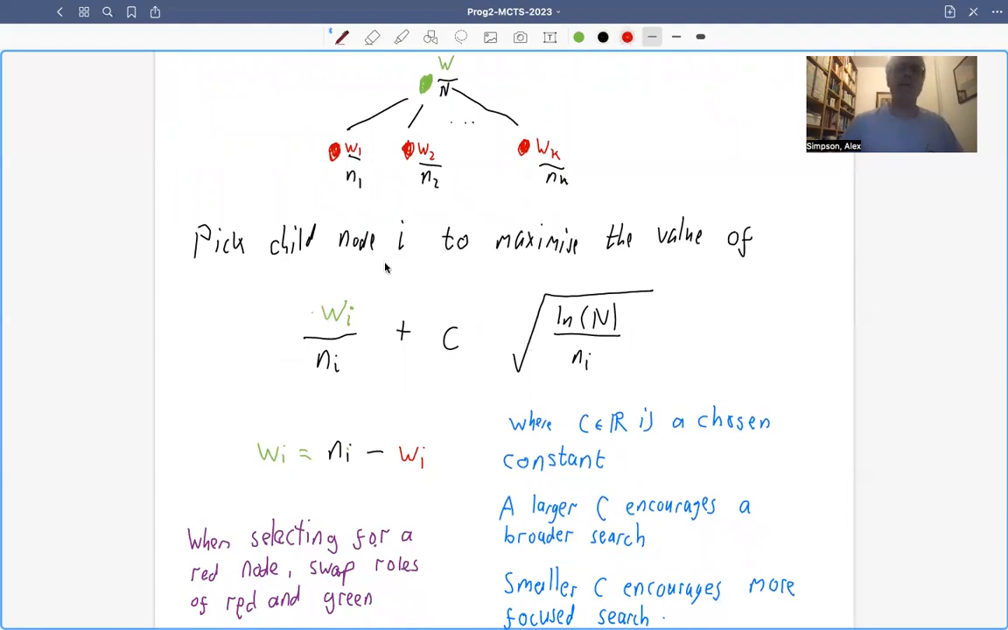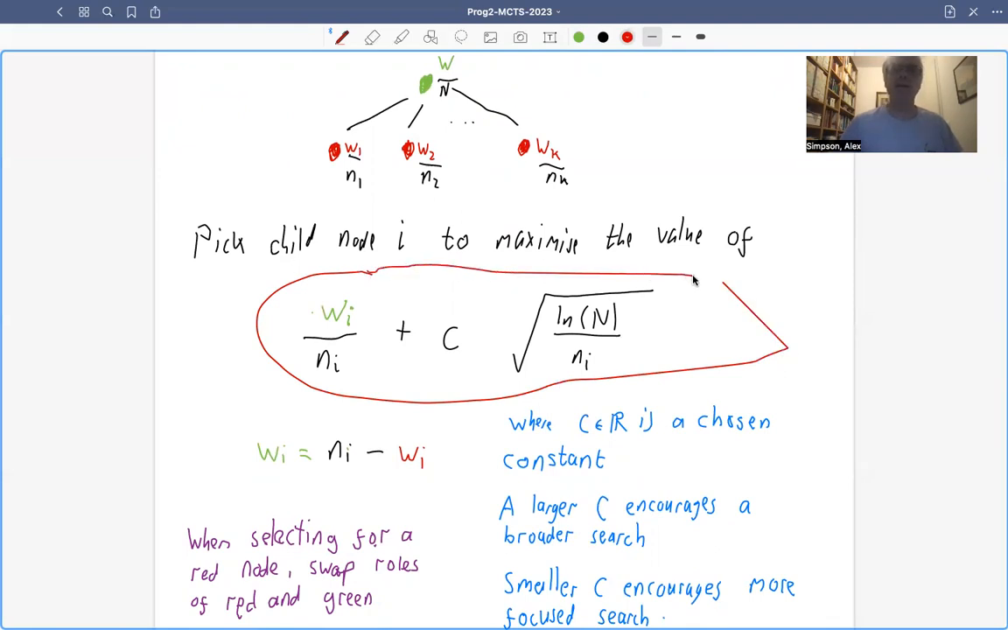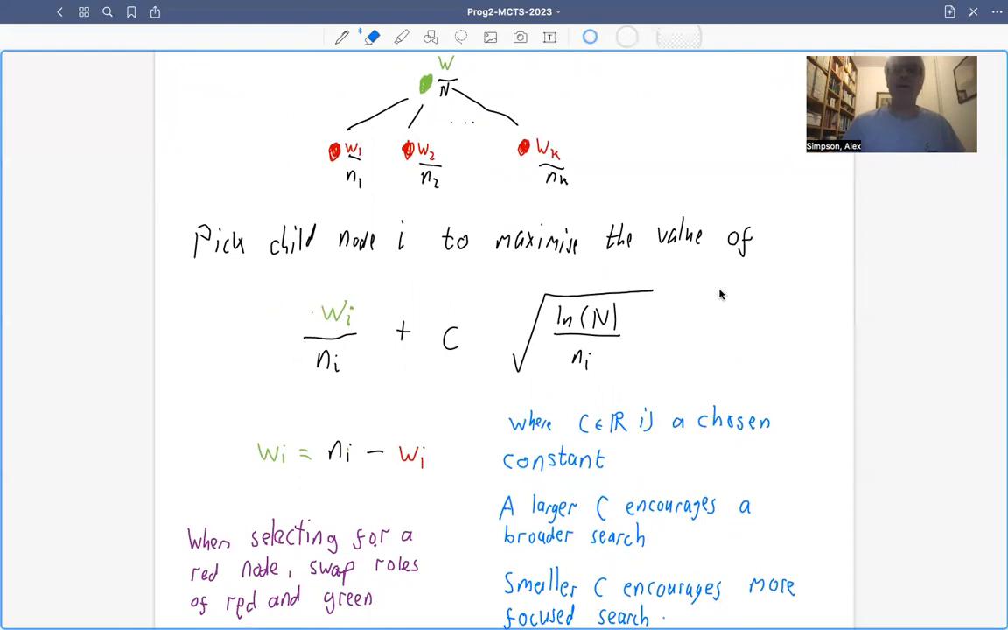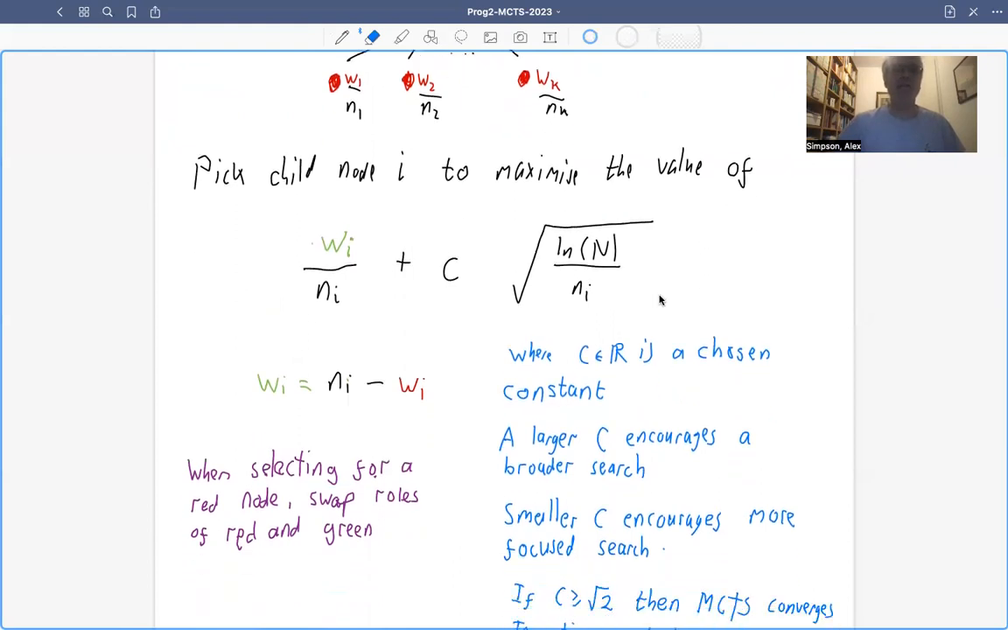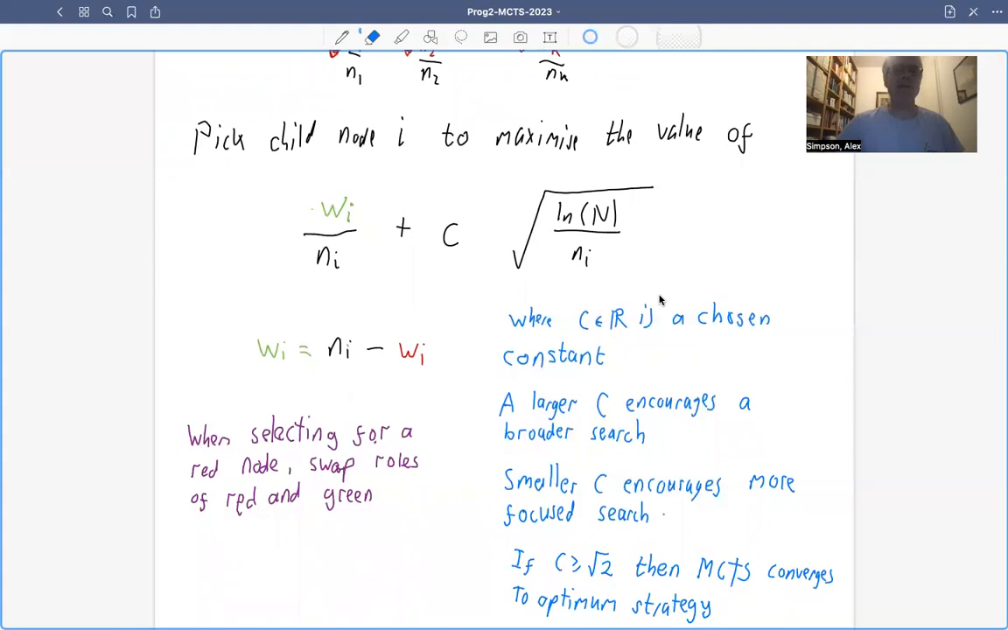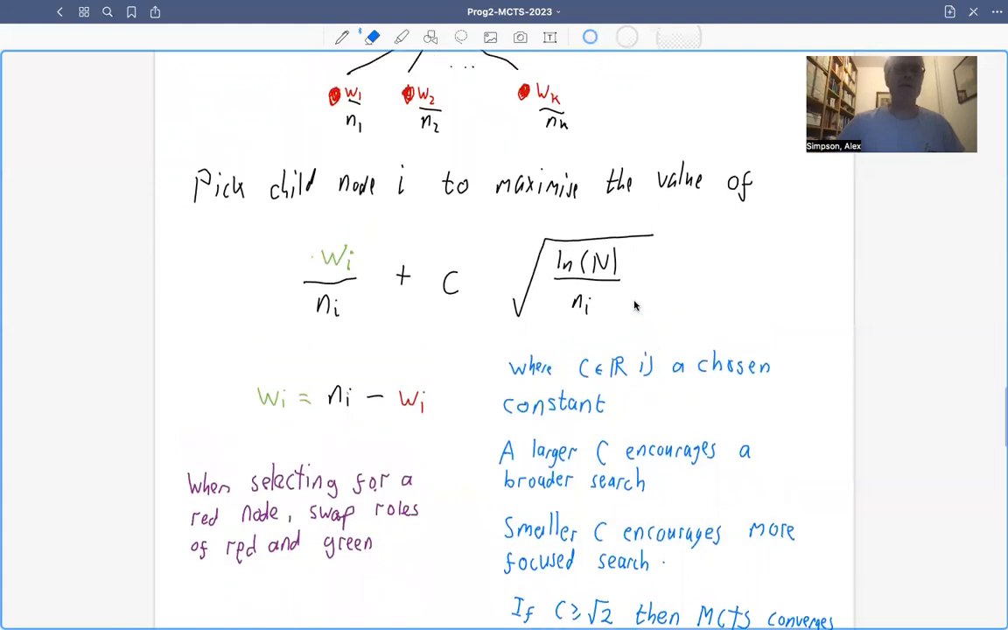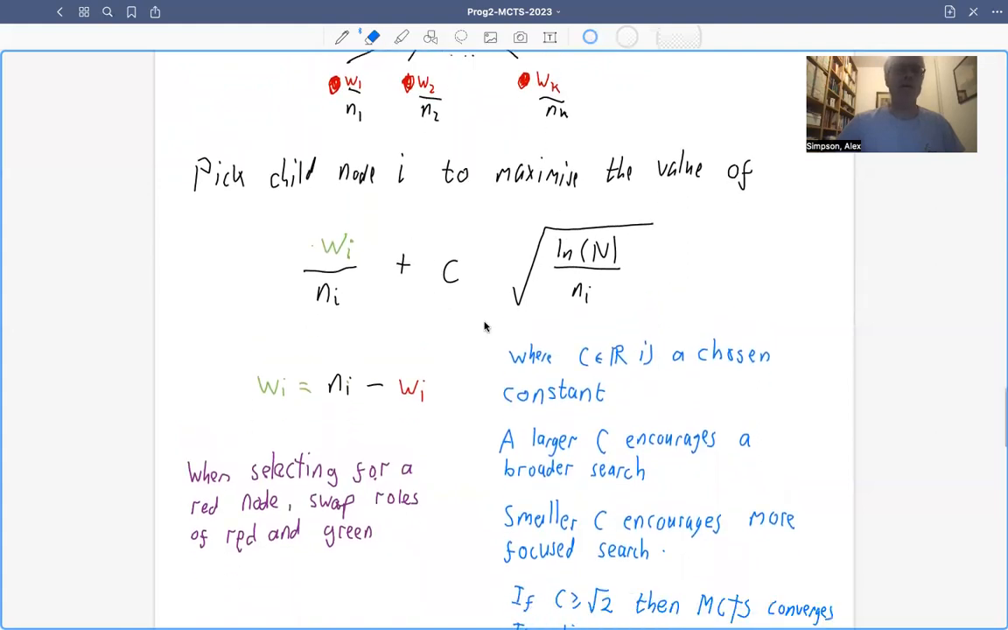Maybe let's circle the formula. Oh, that wasn't a good idea. Things are so, joining up's going to be, oh, well, anyway, never mind. I'll do that offline. Anyway, maximize according to that formula. But for red nodes, you swap the role of red and green.